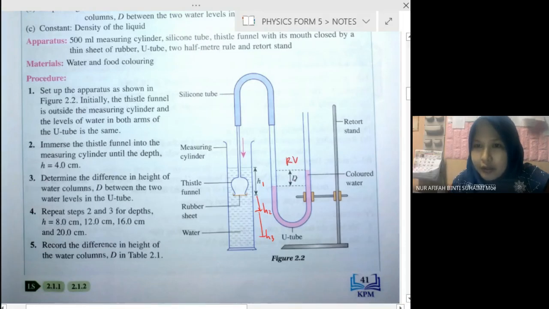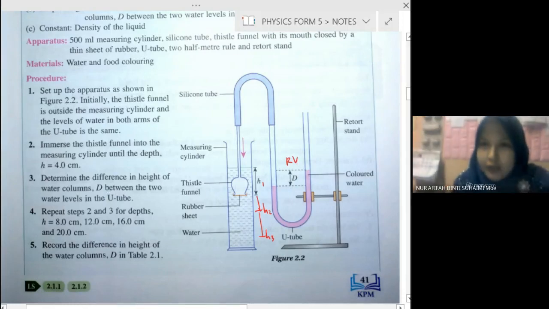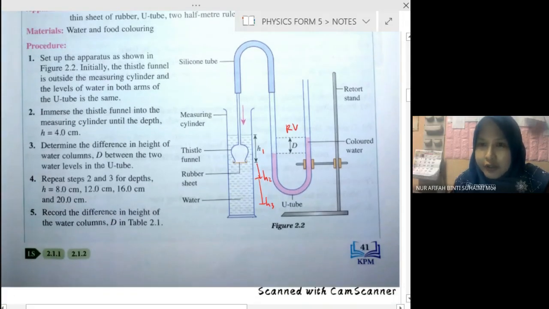The change in height of the colored water is the pressure. And we represent it by d, the difference in height of water columns. Okay. So this one, if we change the depth, deeper, so this one also changes. The difference in height also changes. Become higher. Dia punya ni akan jadi tinggi. Dia punya perbezaan akan jadi makin besar.